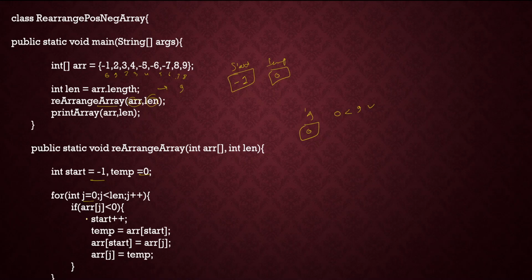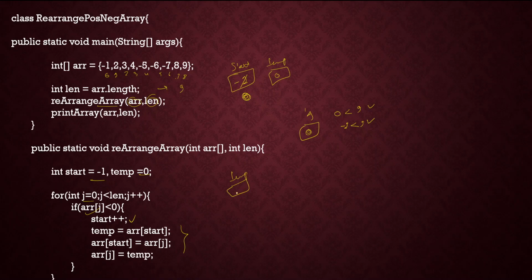So next we have to check the value of array of j. Array of j means array of 0, which is -1. -1 is less than 0. Yes, it is correct. Now start will be incremented. It has incremented to 0. Now the swapping operation. You know it all very well. It is the swapping operation which you have to perform now.